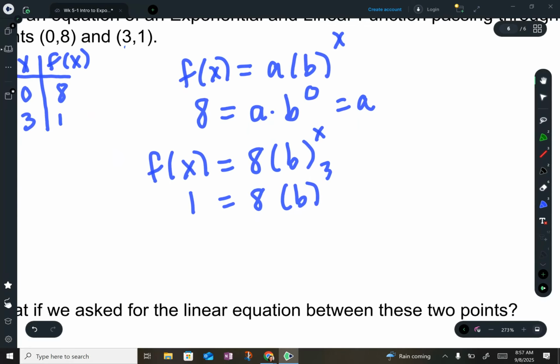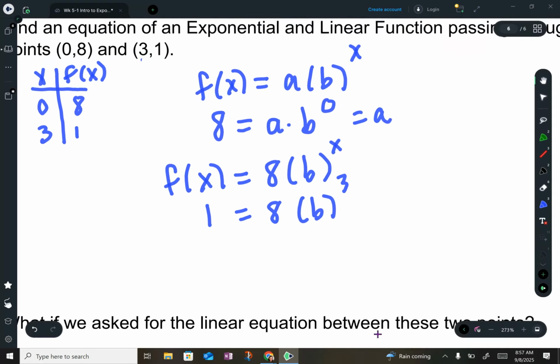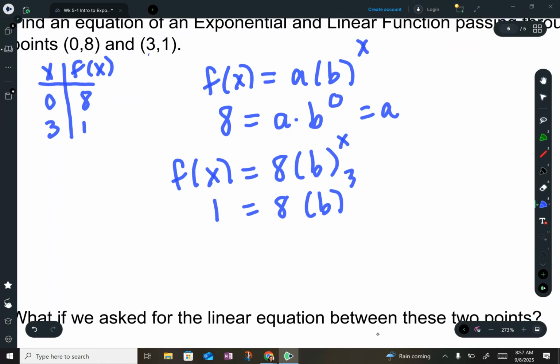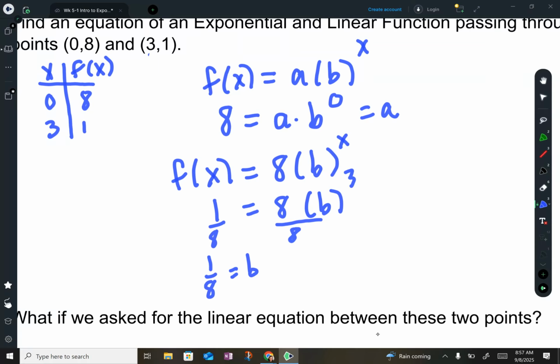All right, so we need to solve this for b. Really what we're looking at is the equation 1 equals 8 times b cubed. So let's divide both sides by 8 first. So 1/8 equals b cubed. We solve that by taking a cube root. And that tells us b equals the cube root of 1/8.